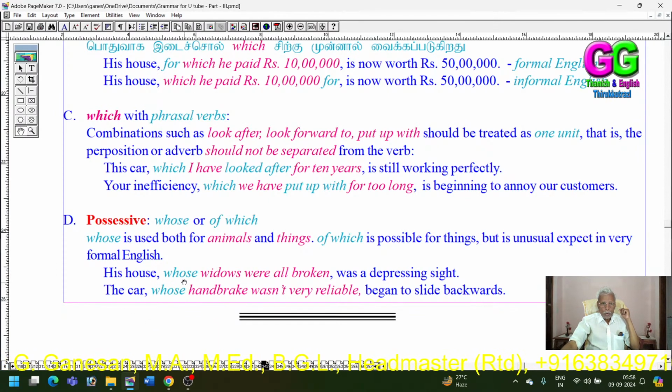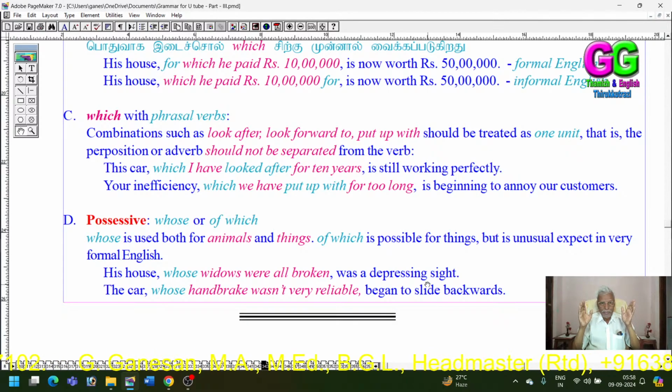His house, whose windows were all broken, was a depressing sight. It is his house. I mean, the windows of his house were all broken, and the appearance of his house was very depressing.